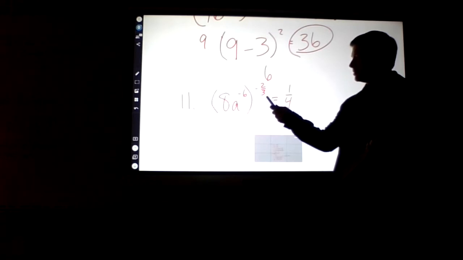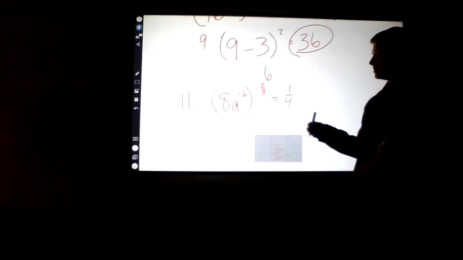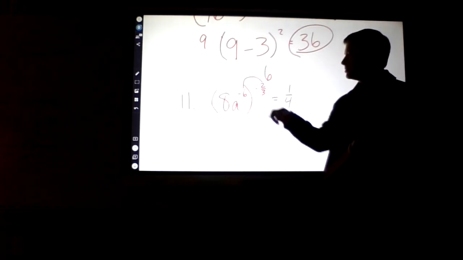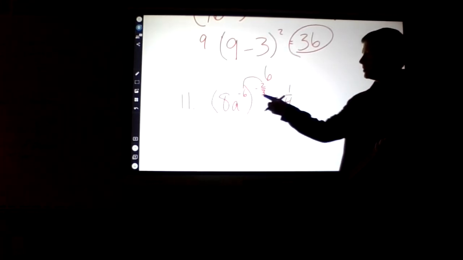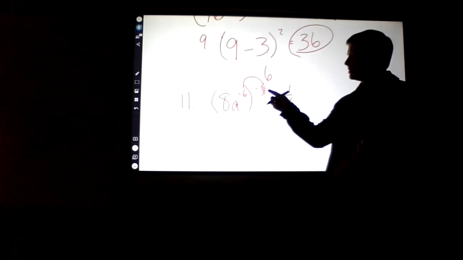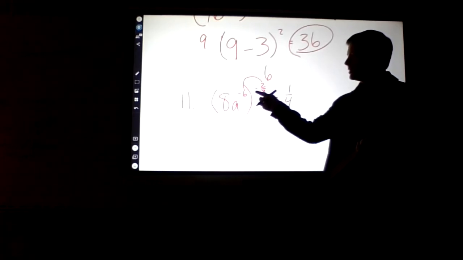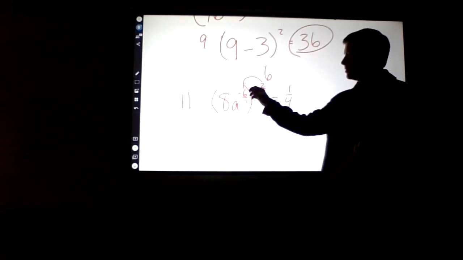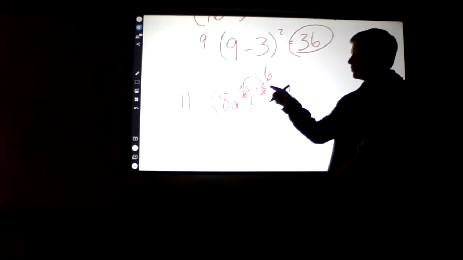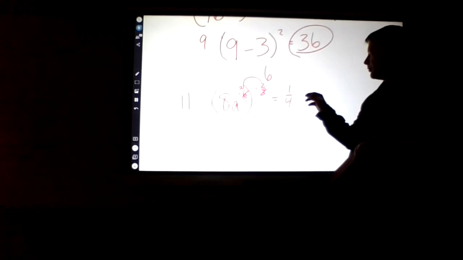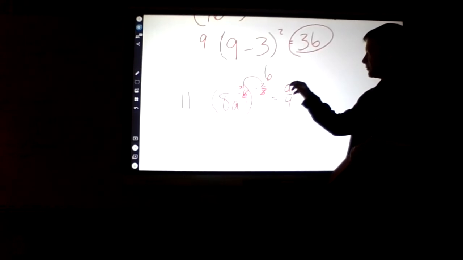Flip it. What about the a to the negative 6? Okay, what will that be? Cube root of a, so what do we do with the exponents? Multiply. It should be 12 over 3, which is 4. Yeah, so it's 1 over a to the 4th.